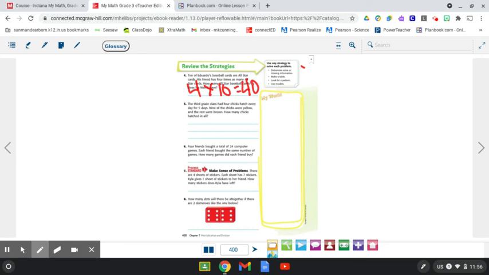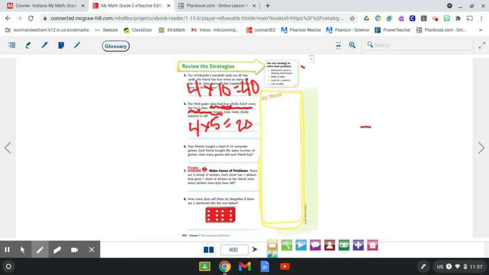The 3rd grade class had 4 chicks hatch every day for 5 days. 9 of the chicks were yellow and the rest were brown. How many chicks hatched in all? Okay, so obviously we don't need to know their colors. So we're going to just cross that out. So now let's reread the problem. The 3rd grade class had 4 chicks hatch every day for 5 days. How many chicks hatched in all? So we know that there are 4 chicks every day for 5 days. So we need to take 4 times 5, and that equals 20.